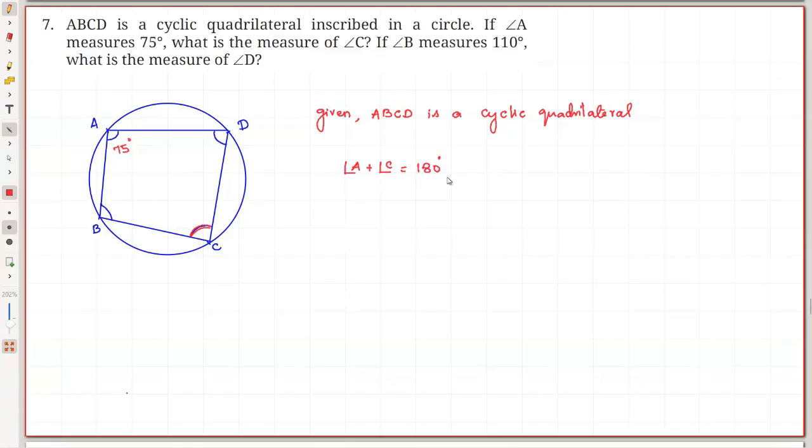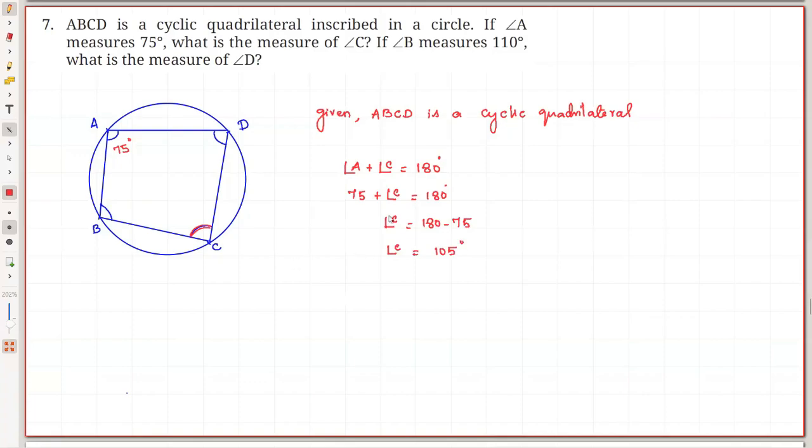So we can just write this. Angle A is given as 75 degrees. 75 plus angle C is equal to 180 degrees. Now angle C is equal to 180 minus 75. Therefore angle C is equal to 105.